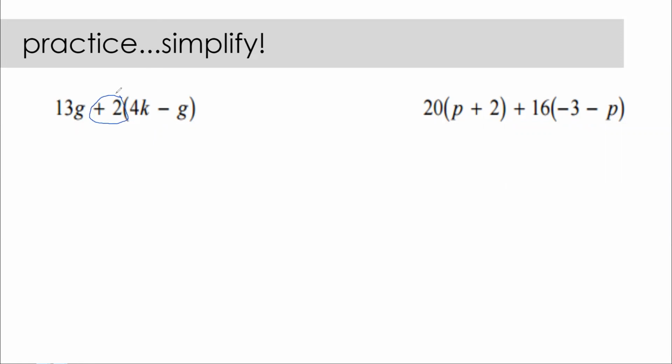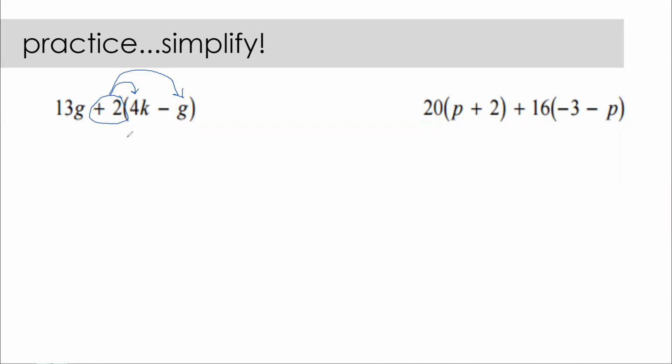Notice how I grabbed that sign out front. That sign is telling me whether that 2 is positive or negative. In this case, it's a positive 2. If this was a subtraction sign, this would be a negative 2. And so I would have to multiply negative 2 by every number in there. However, since it's a positive 2, we're multiplying positive 2 in this case.